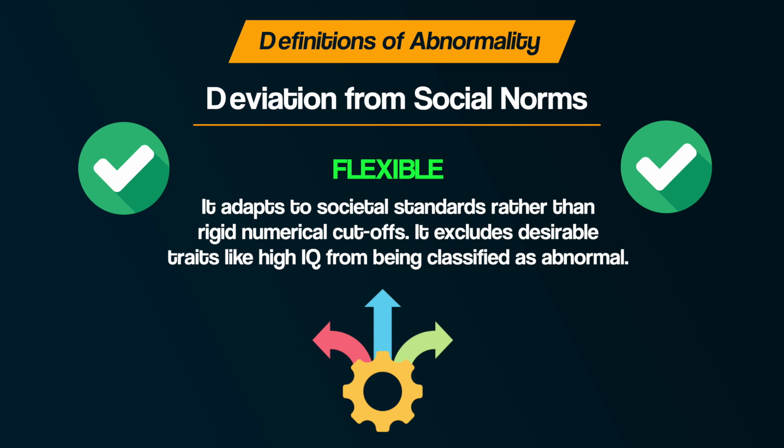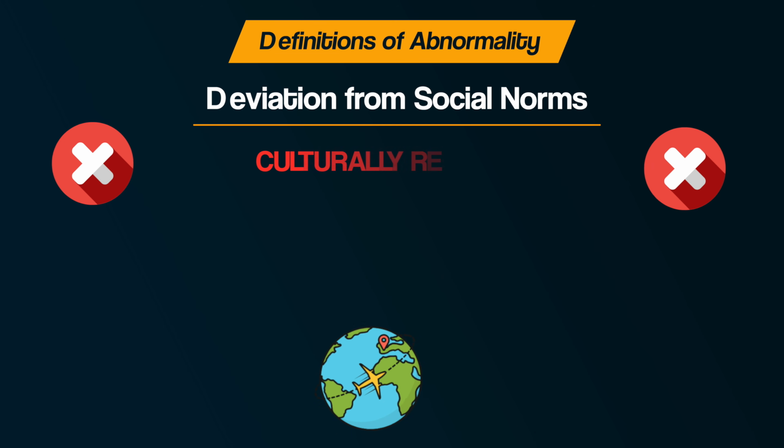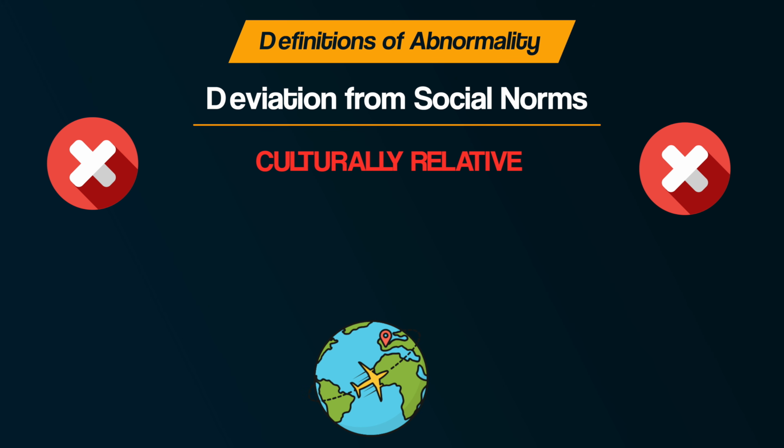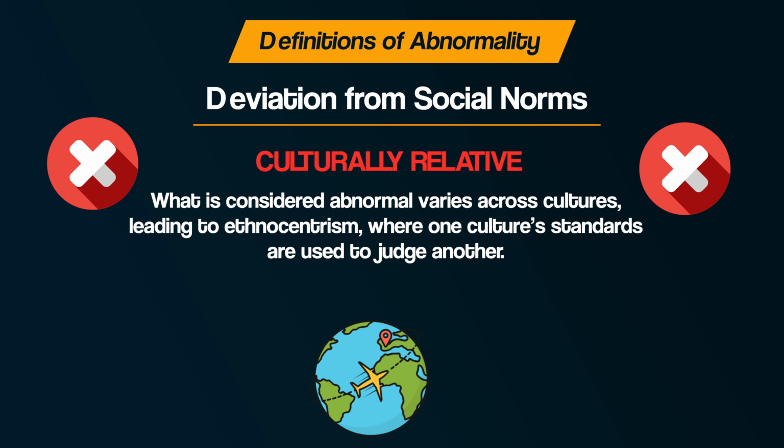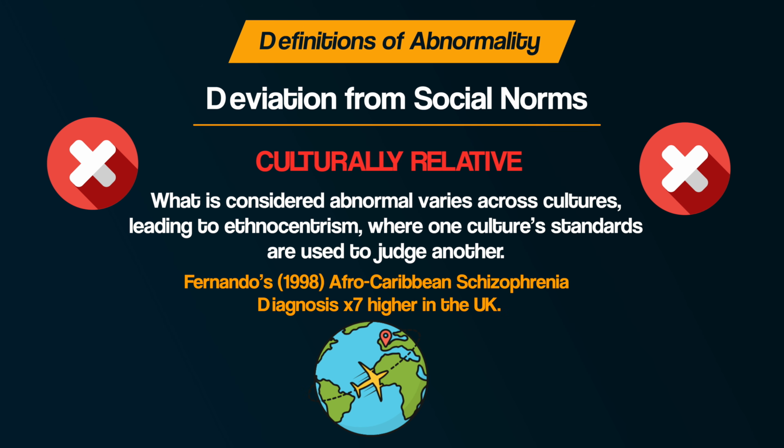It's more flexible than statistical infrequency, as it adapts to societal standards rather than rigid numerical cutoffs, allowing it to exclude desirable traits like high intelligence from being classified as abnormal. However, a limitation is that it's culturally relative. What is considered abnormal varies across cultures, leading to ethnocentrism, where one culture's standards are used to judge another, seen in Fernando's 1998 research, where Afro-Caribbean individuals in the UK were 7 times more likely to be diagnosed with schizophrenia due to a mismatch between cultural norms and diagnostic criteria.